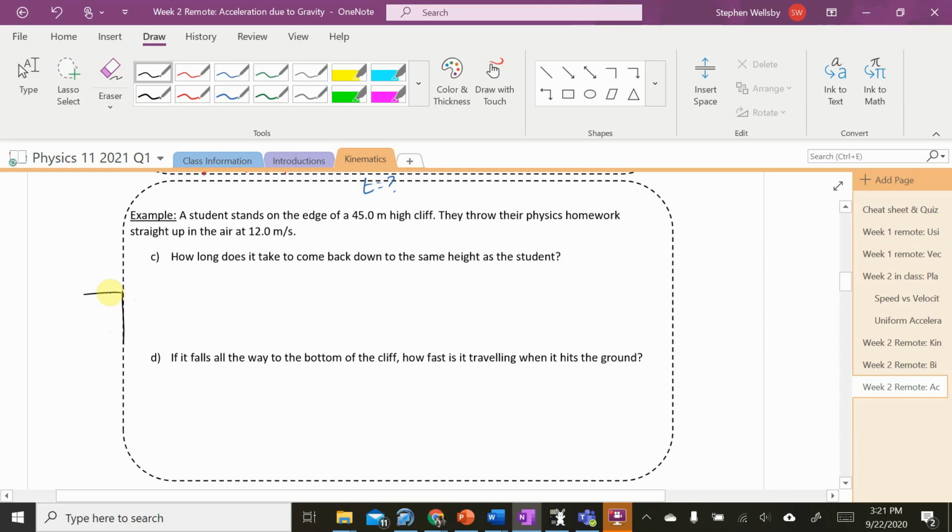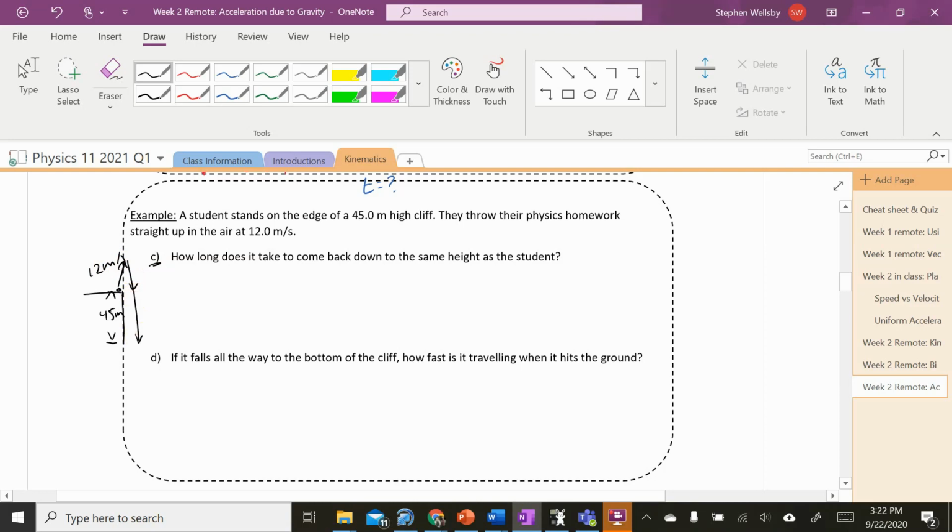Okay, so here we go. I'm going to solve this. The first thing I'm going to do is my drawing. So I've got 45 meters, and I've got the homework going from here upwards at 12 meters per second. And then it's going to come back down to here for the first part, part C, and part D is when it hits all the way to the bottom of the ground.